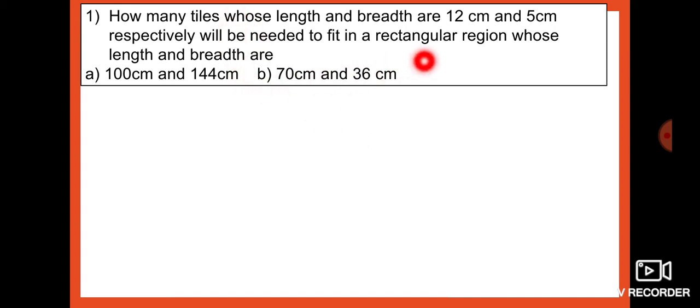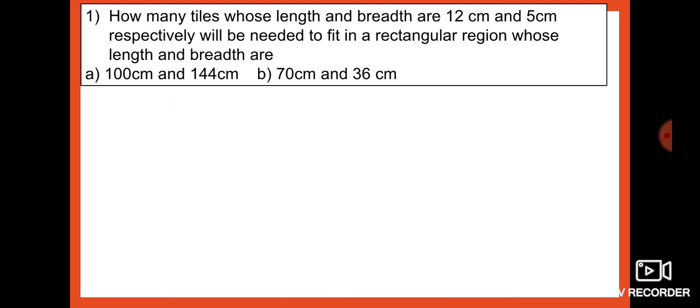Have you understood this question? Okay, let's see. Here the length and breadth of a tile are given. That is, length is 12 centimeter and breadth is 5 centimeter. Then these type of tiles are to be laid on the floor, two floors. First floor length is 144 centimeter and breadth is 100 centimeter. Second floor length 70 centimeter and breadth 36 centimeter. Our question is, how many tiles are to be needed for this floor, first floor and second floor? That is the question. Number of tiles. How many number of tiles? That is the question. So this is the tile 12 centimeter and 5 centimeter.